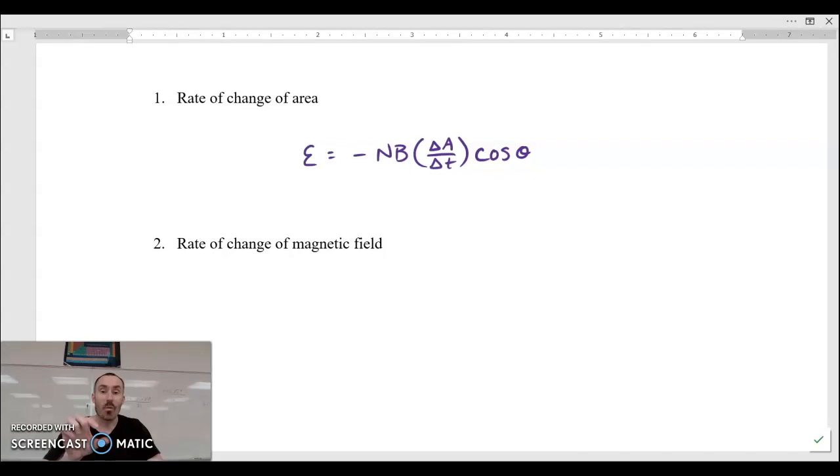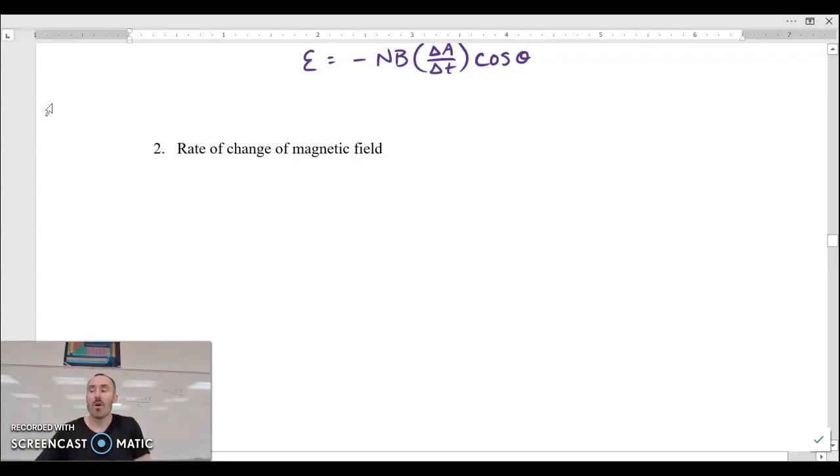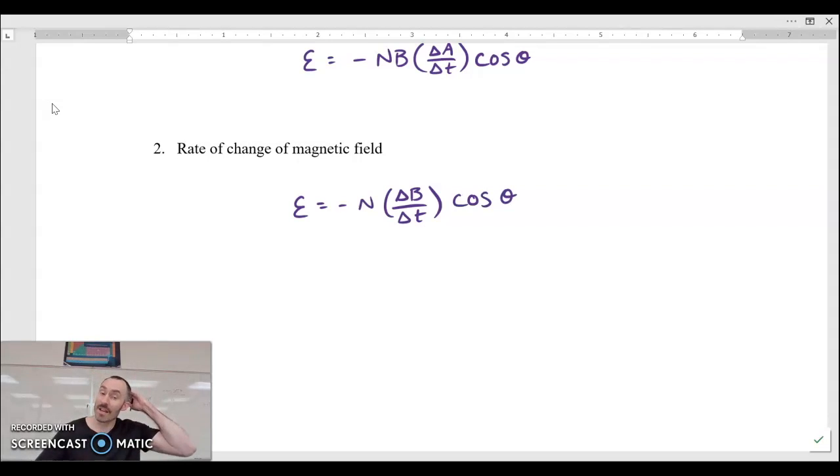It's just changing where you're putting that divided by so that it matches the information that you're given. Or you could use the rate of change of the magnetic field. That works as well. So that would be E equals negative N times change in B over change in t, that's the rate of change of the field, times cosine theta. And you could do the same thing for the rate of change of the angle. Probably that will not come into play, but you can do it anyway.